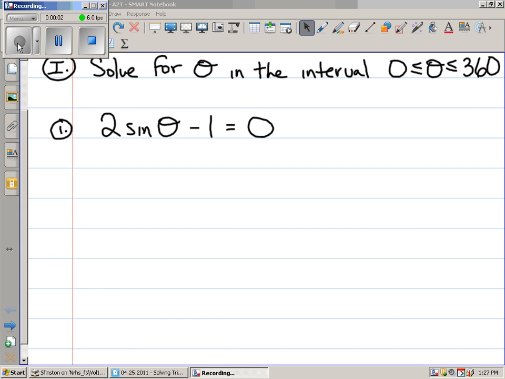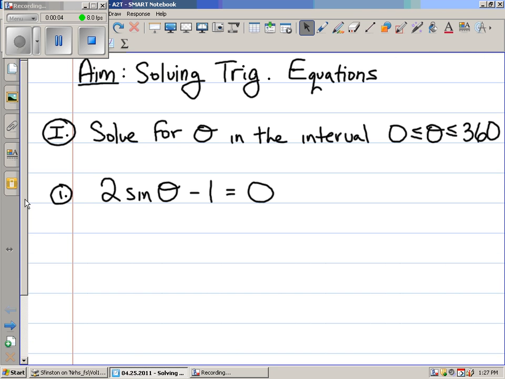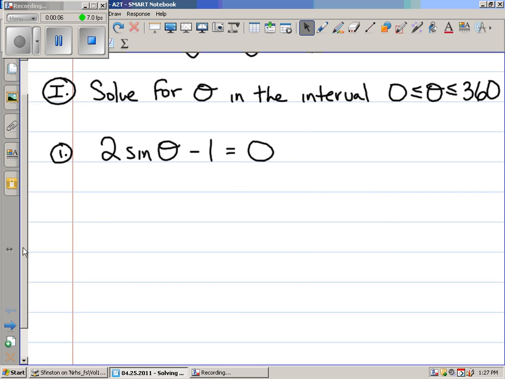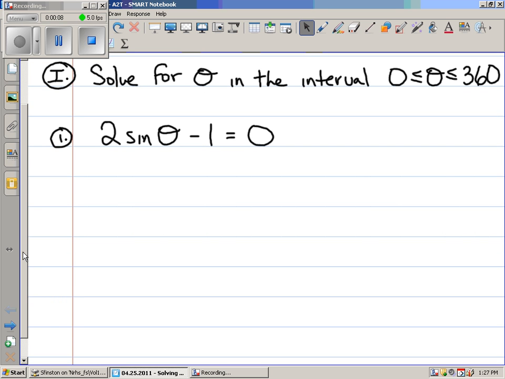All right, guys. Our aim for today is solving trig equations. This is what we're going to be doing for the next 3 days. The first three problems we're going to be solving in this interval right here. This is a degree interval. Let's do this.